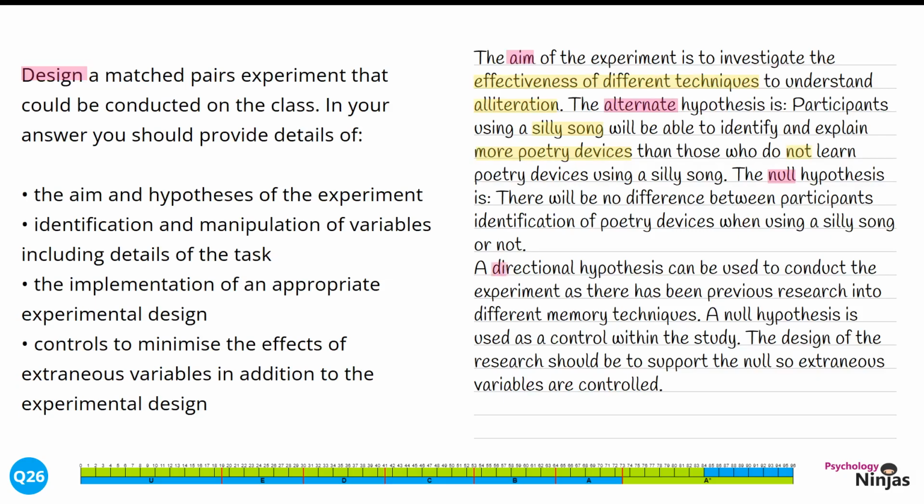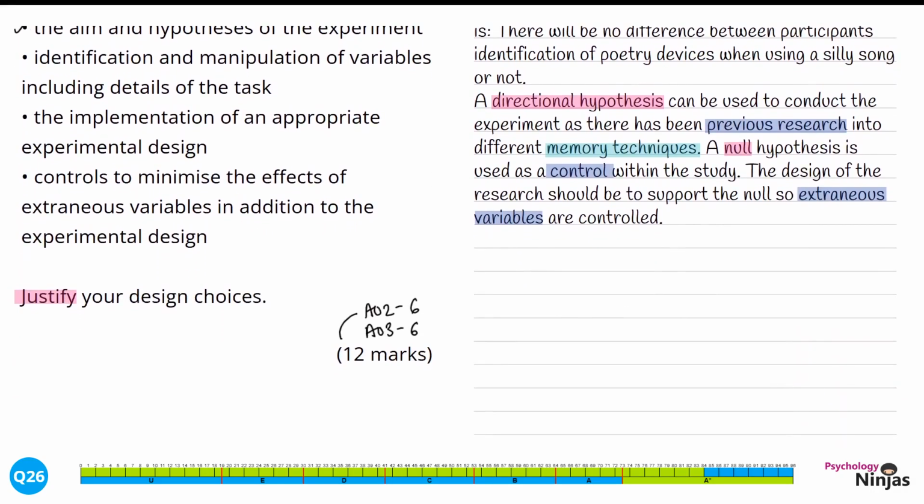We've shown our psychological knowledge here in that we've written a directional hypothesis. We've justified that use because there has been previous research into different memory techniques. By discussing the nature of memory techniques, we're clearly linking this back into the STEM. We've also supported our inclusion of a null hypothesis in that this is used to control and should be used to design our study, ensuring that no extraneous variables are interfering with our result. We can tick that we've done both these skills for our first bullet point. We've designed our research and we've justified our decisions. It's time to move on to our next bullet point.